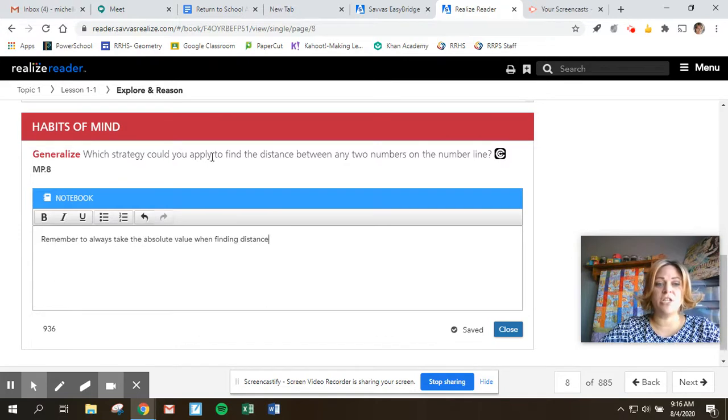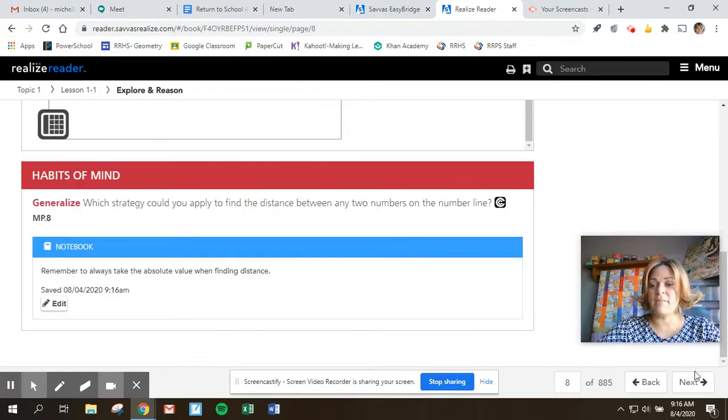And then which strategy could you apply to find the distance between any 2 numbers on a number line? This is just more of a note to myself, but I could also add that question. And these notebook questions or statements, whatever you type in, will be saved. So I'm going to close that. And I'm going to go to the next page.